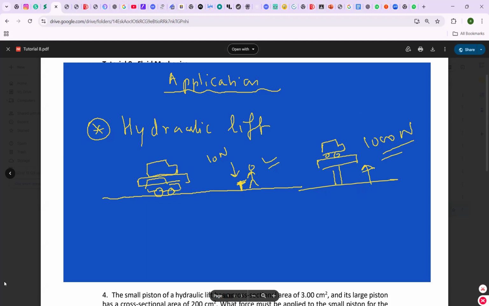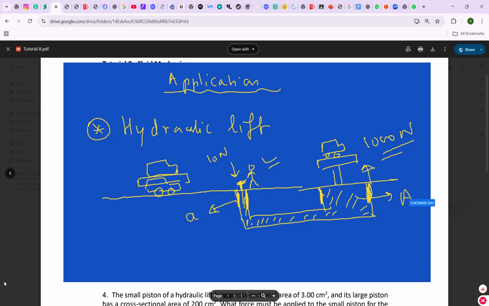Because of some arrangement here. Inside the garage, this is the inbuilt structure. Here there is liquid, so this is a confined container where some specialized liquid will be there. We don't care about the chemical or the liquid. What matters is that there will be two cross sections, one small and another big. Let's say this cross-sectional area is small a and this cross-sectional area is capital A. Since the entire liquid is confined, we can apply Pascal's law here.